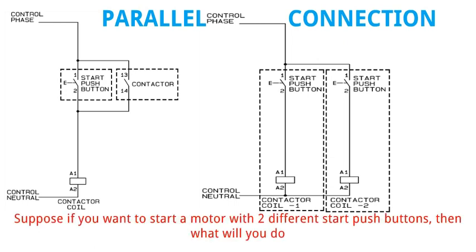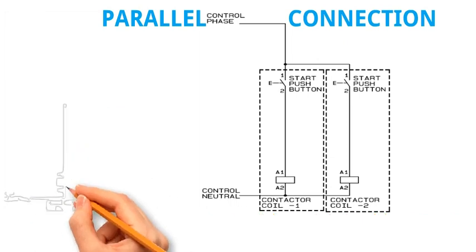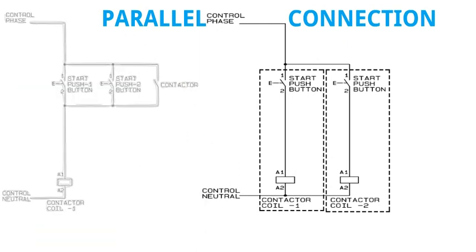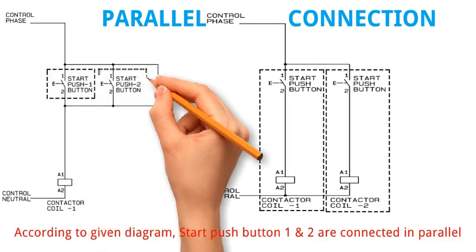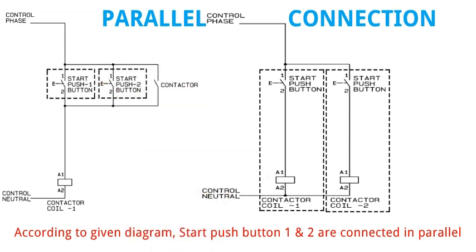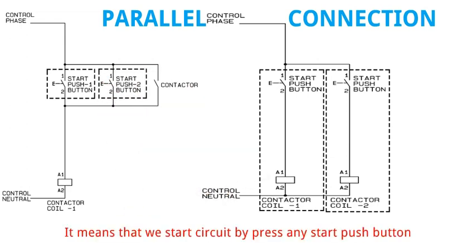Suppose you want to start a motor with two different start push buttons, then what will you do? According to the given diagram, start push button 1 and 2 are connected in parallel. It means that we can start the circuit by pressing any start push button.